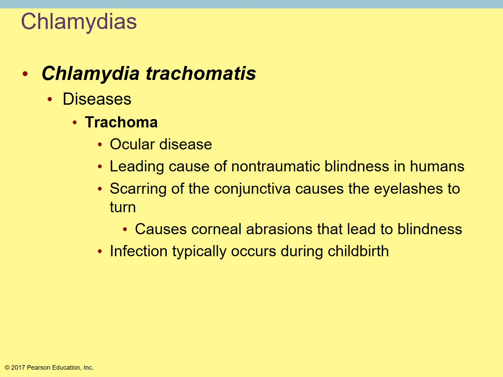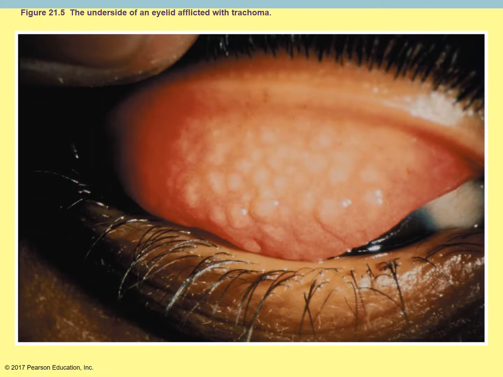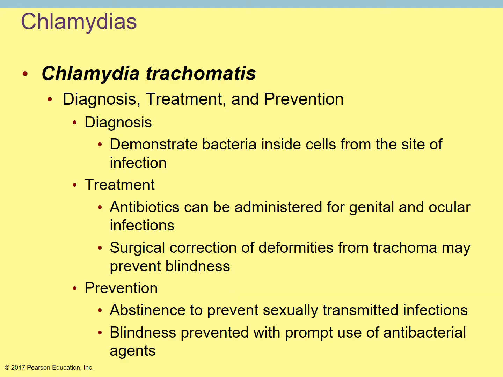Usually, infection is going to occur during childbirth. This shows an eyelid that was infected, and as you can see, you have the turning of the eyelid and the growth, and this can be treated by surgery to remove that flap that is now over. So how would you diagnose this? By finding the bacteria at the site of infection. You can treat it with antibiotics, as well as, if there are any deformities, you can, as I said, perform surgery to remove, as in the previous picture, that flap that has moved over the eye.